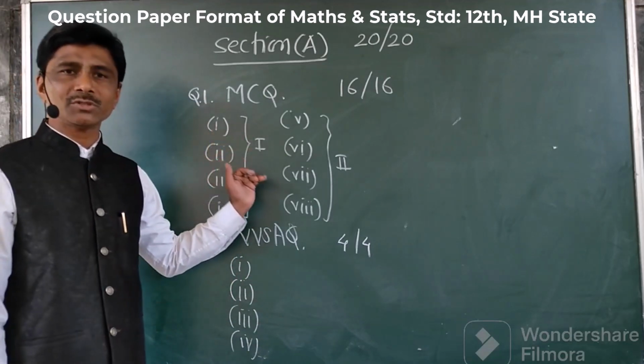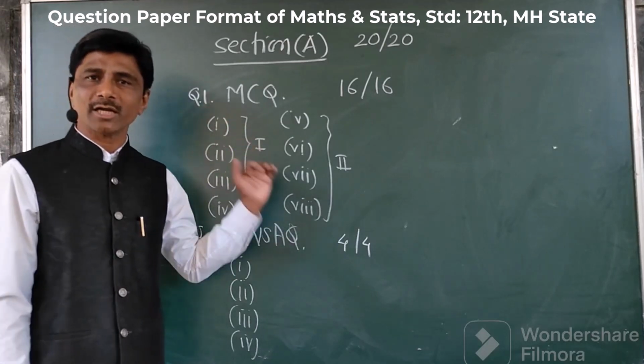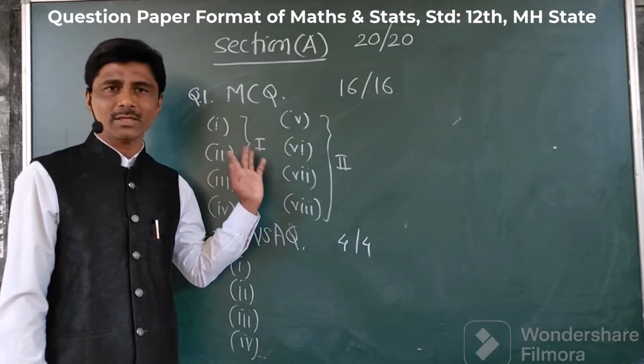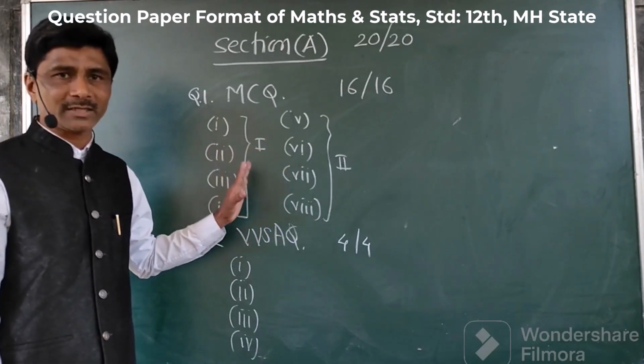एमसीक्यू टाइप में खाली ऑप्शन चॉइस करना है. एबीसीडी 4 चॉइसेस रहेंगे, ऑप्शन रहेंगे. उसमें से जो करेक्ट ऑप्शन है वो करेक्ट ऑप्शन इसमें चूज करने का है. No any explanation can be here expected in this section.